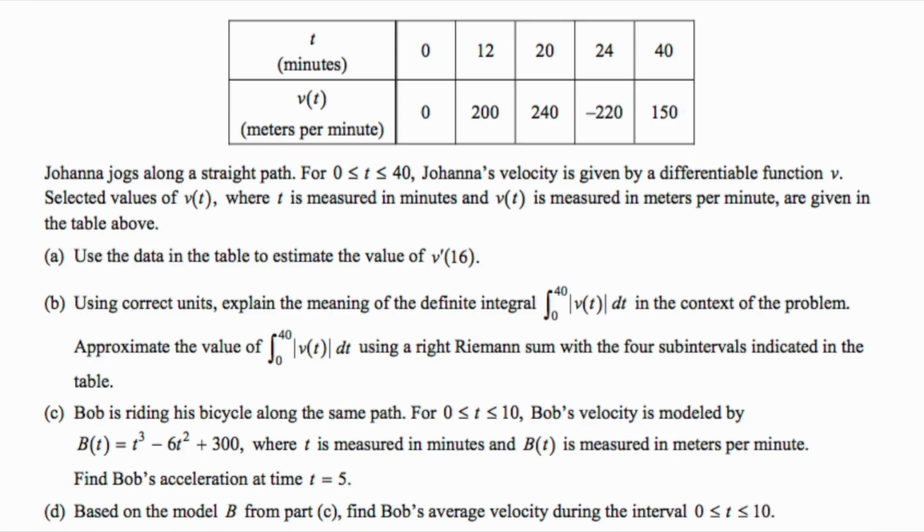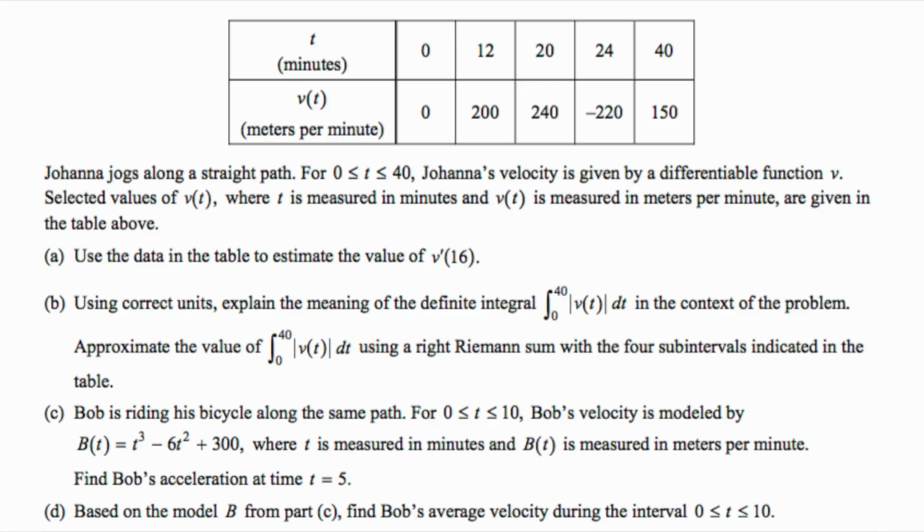That's how you do part A. Easy, right? Okay, now let's begin part B. Using correct units, explain the meaning of the definite integral in the context of the problem. Approximate the value of the integral using a right Riemann sum with the 4 subintervals indicated above.